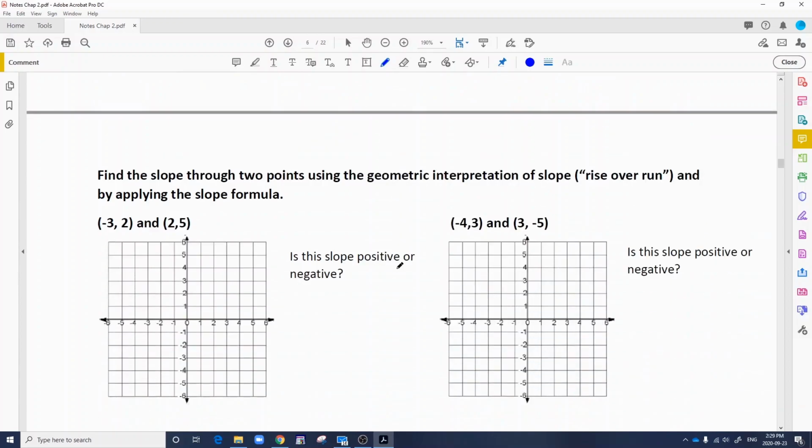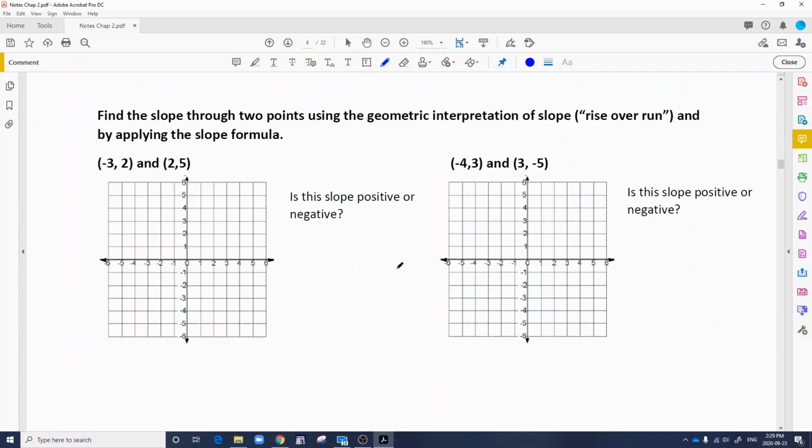Okay, so we're going to switch back to probably objective 1, which is finding the equation of a line using 2 points. Now that you have a purpose for finding slope, we're just going to do it over and over and over again. So there's 2 ways of finding slope.